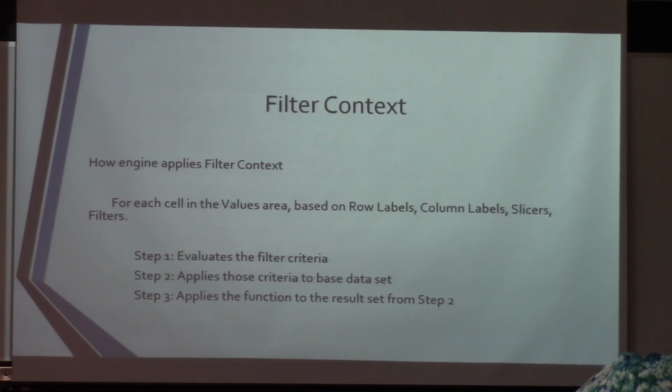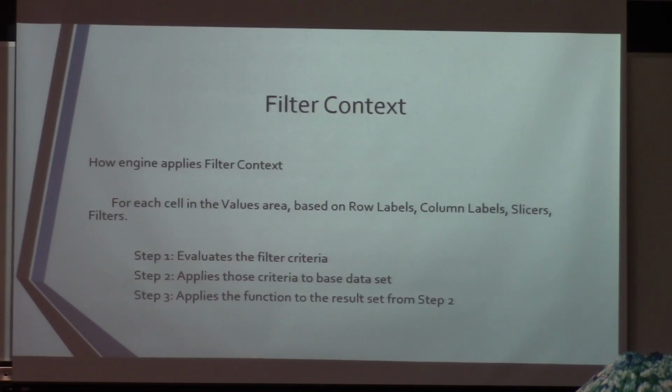The first thing you need to understand is how the filter context is applied in DAX expressions. When you think about filter context, it always operates on the underlying table of data. It's not based on the pivot table at all. The pivot table is just to show your data. But all the things that you pick in the rows, columns, filters or slicers, everything is applied to the base table.